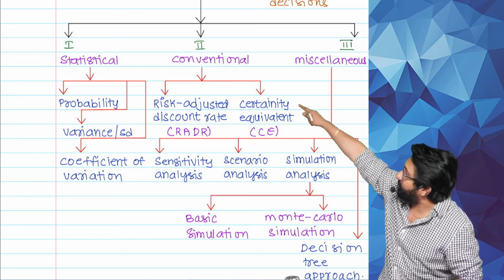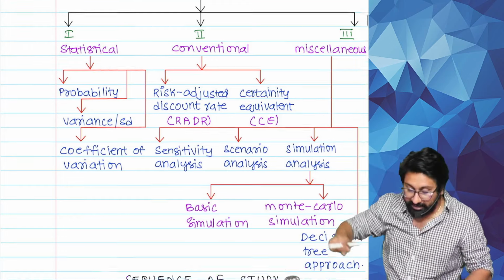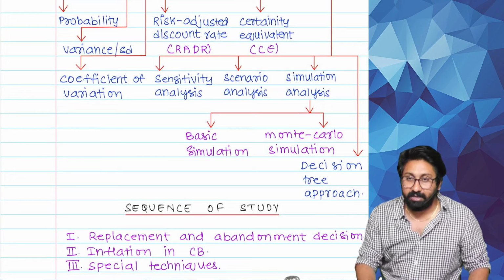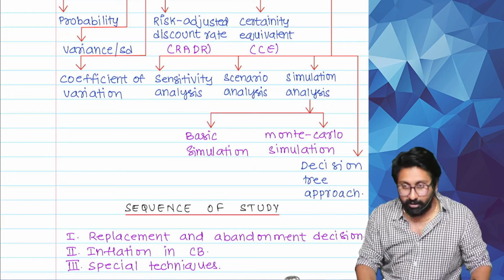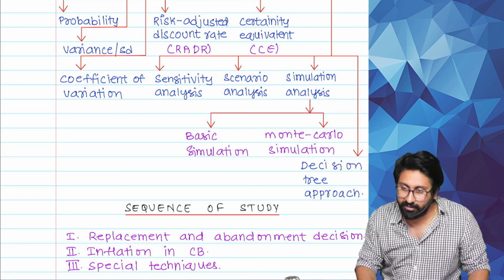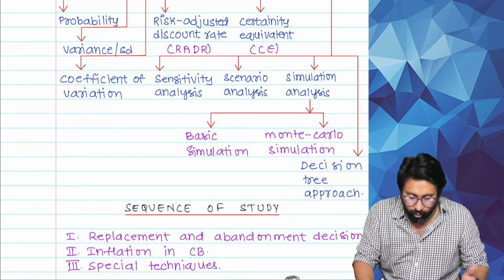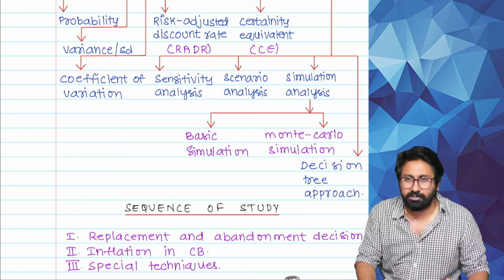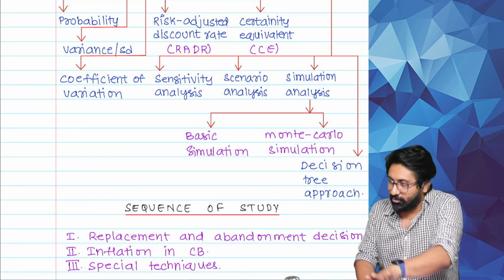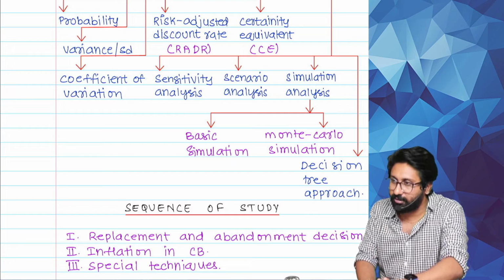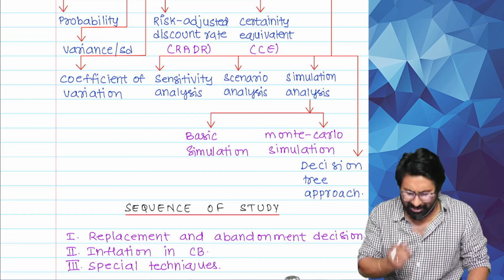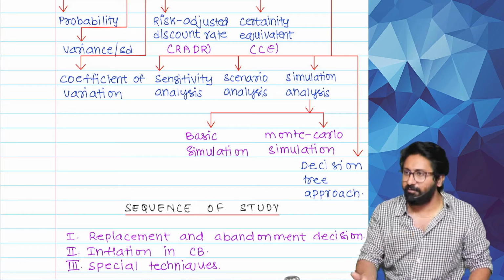Next, come to the last one. What is the last one? Miscellaneous. Again, there are four types. Number one, sensitivity, scenario, simulation, decision tree. In simulation, two techniques: basic simulation and Monte Carlo simulation. Actually, basic simulation is not in our syllabus. We have only Monte Carlo simulation. How Monte Carlo simulation works, I will tell you when we come there. If it is difficult, I will explain it.